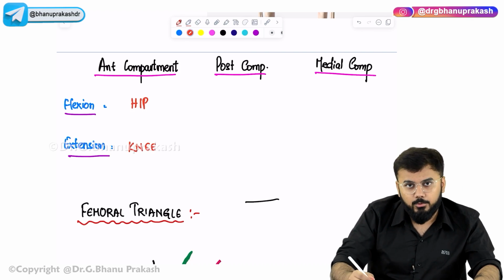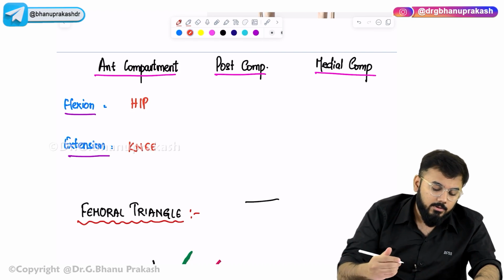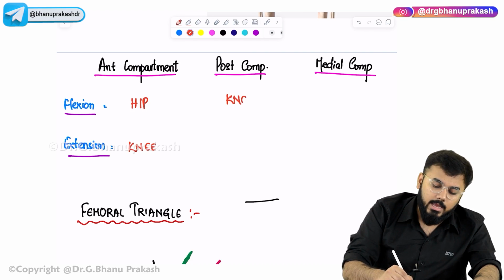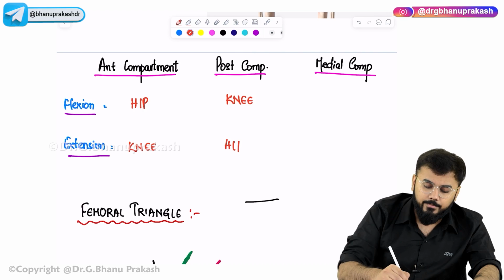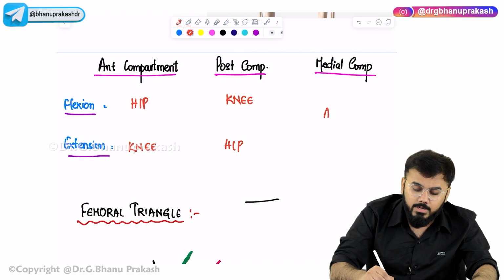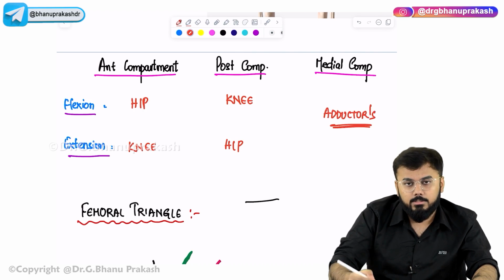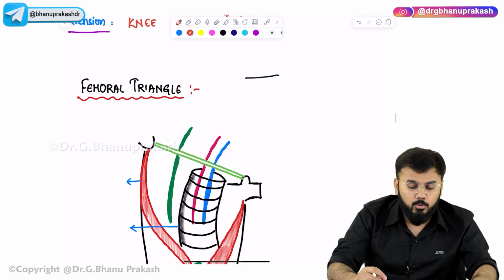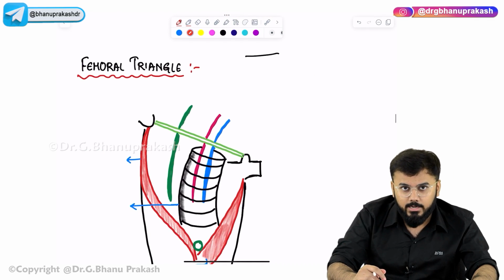So when it comes to the posterior compartment, it is completely reverse. Flexion is done by the knee and extension is done by the hip. But when it comes to the medial compartment, the muscles are only one group, that is called adductors. Okay, right.